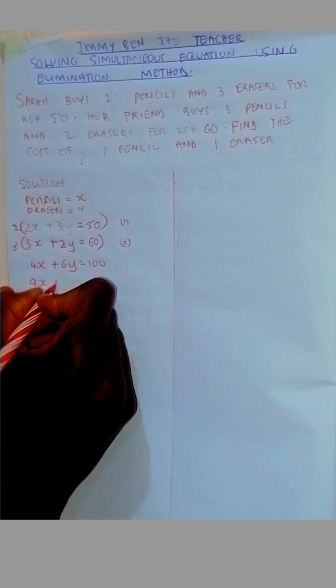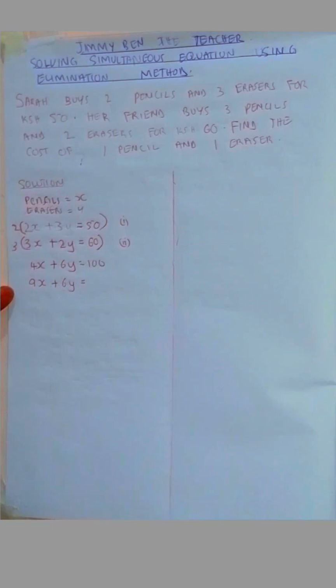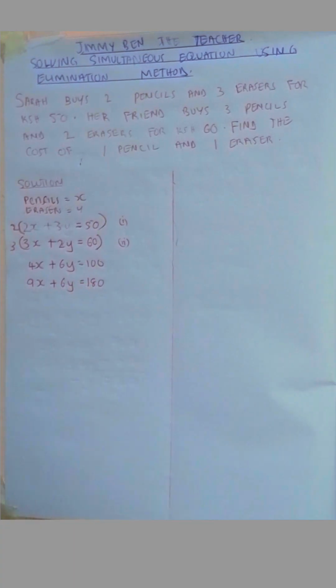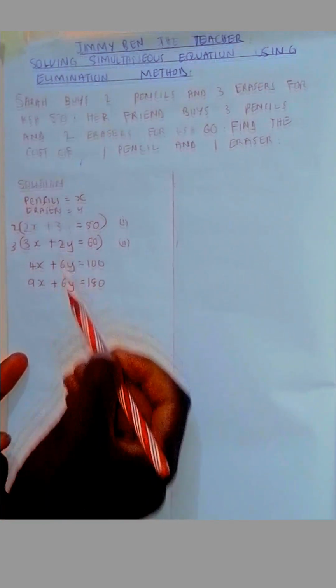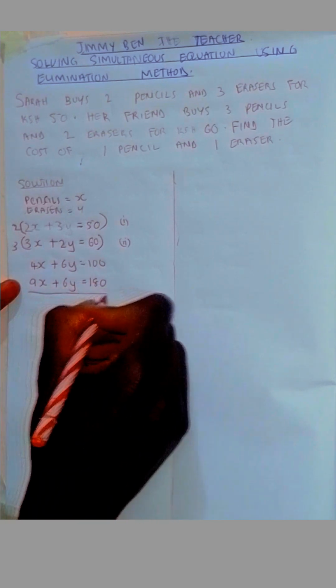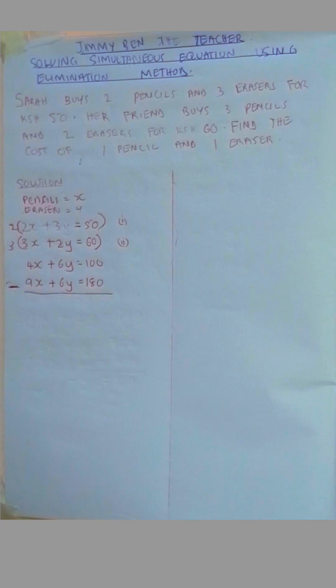For equation 2, 9x plus 6y. What do we get? 60 multiplied by 3, we get 180. That gives us the simultaneous equations with one of the coefficients being the same, and that's what we want so that we'll be able to eliminate. How are we going to eliminate? By subtracting the equations.